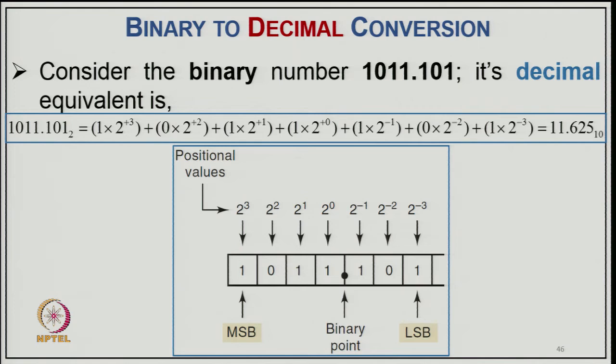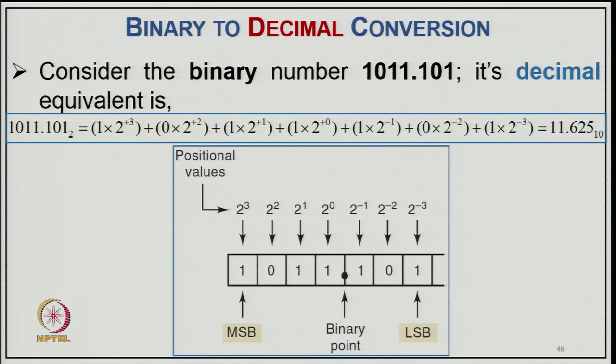Now consider the binary number 1011.101, base 2 equivalent to base 10. Starting from the most significant bit, that is the 4th digit, it comes 1 times 2 to the power 3, then 0 times 2 to the power 2, 1 times 2 to the power 1 and 1 times 2 to the power 0, plus on the fractional side 1 times 2 to the power minus 1, 0 times 2 to the power minus 2 and 1 times 2 to the power minus 3. Converting and adding, the equivalent decimal comes to 11.625 at base 10.